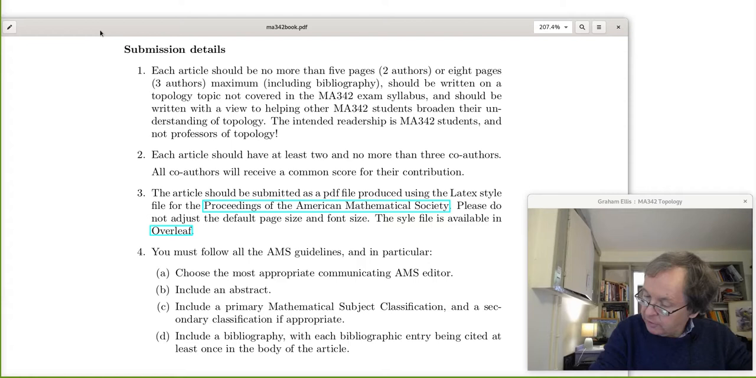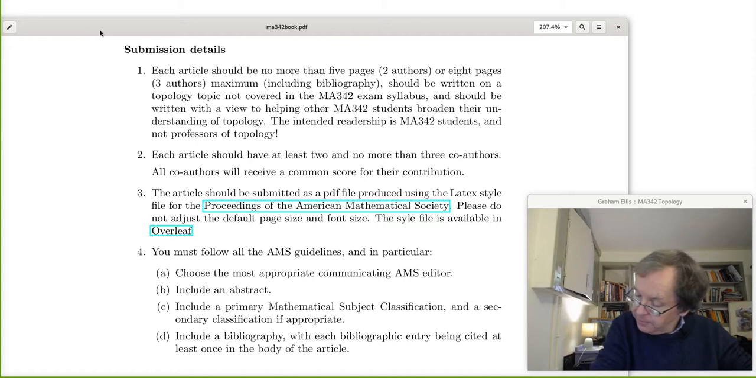Just out of curiosity, has anybody not used LaTeX? In the chat or speak to me, has anybody not used LaTeX? Just give me a flavor of how many have not used LaTeX. Has anybody never used LaTeX? Oh, it's looking good. Then you've all used it. Okay, that's great.